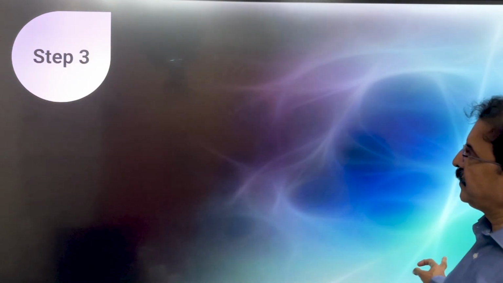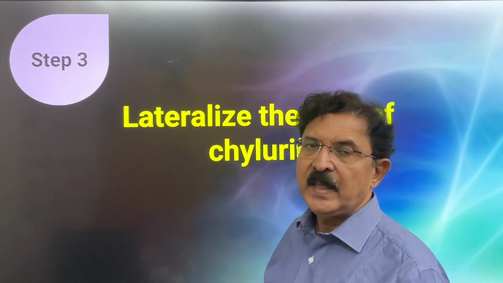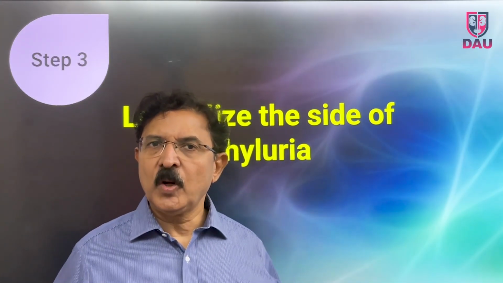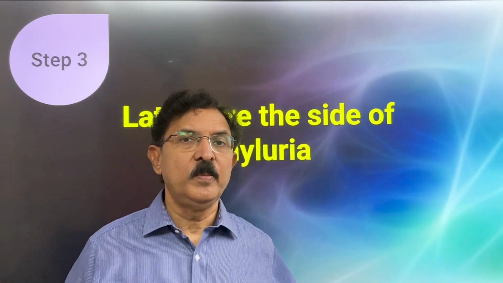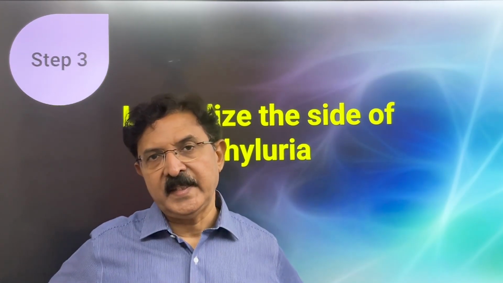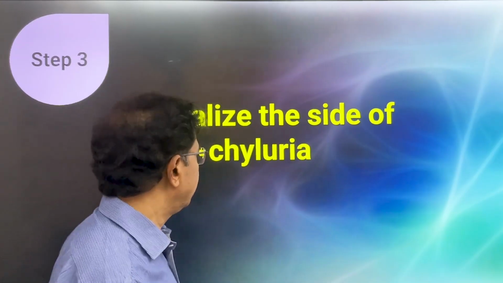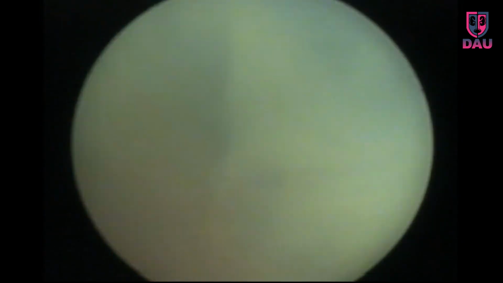Moving to step 3, lateralize the side of chyluria. Chyluria, as I said, often happens from one side. It is more common to have it unilateral. Often it is the left side, but you cannot presume it. It can happen on the left, it can happen on the right, and you have to decide from which side the chyluria is taking place. For that, the simplest test for us is to do a cystoscopy and a retrograde pyelogram after a fatty meal.